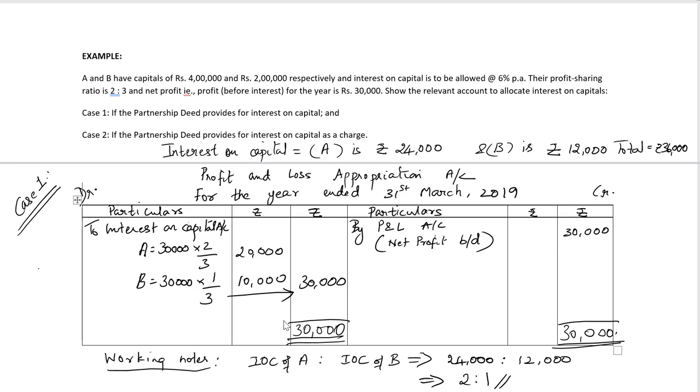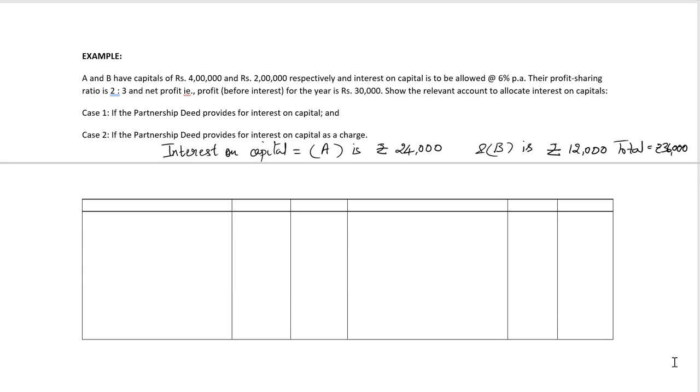So we've completed the first case where we treated the interest on capital as an appropriation and debited it to the profit and loss appropriation account. But since there were insufficient profits of only rupees 30,000, we could give interest on capital only to the extent of 30,000, and this was given in the ratio of the appropriation to be made. In this case, the ratio of interest on capital of A is to interest on capital of B. Let's move on to case 2.